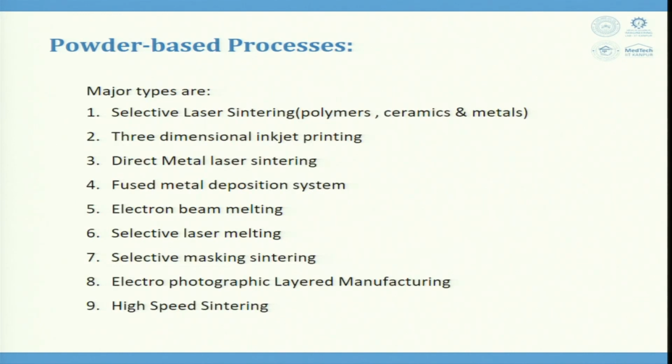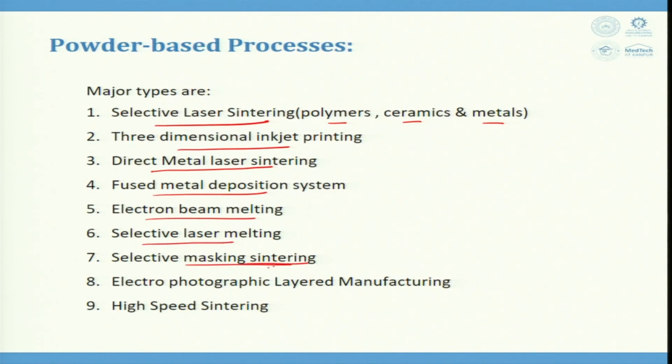Major types of the powder based processes are SLS as one of the major kinds, that is polymers, ceramics and metals are all used here. Then 3-dimensional inkjet printing, direct metal laser sintering, fused metal deposition system, electron beam melting, selective laser melting, selective masking sintering, electrophotographic layered manufacturing and high speed sintering are all types of it. I will try to only discuss selective laser sintering and 3-dimensional inkjet printing here.